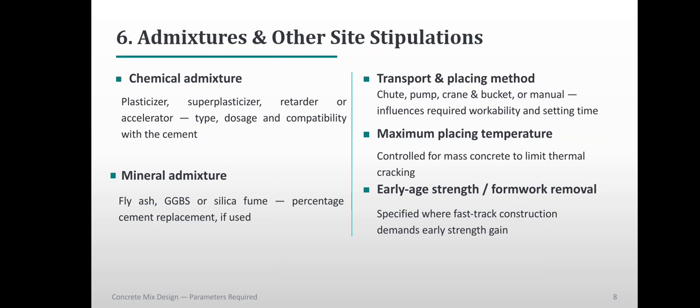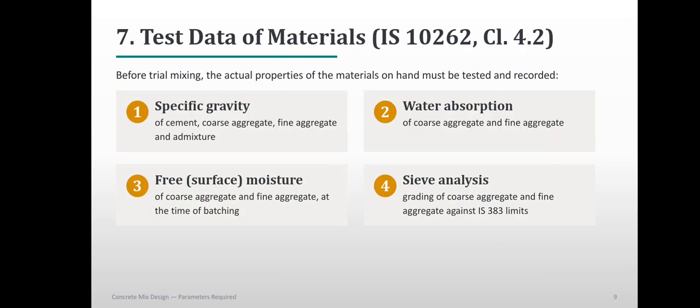So the next parameter includes admixtures and other site stipulations. Chemical admixtures such as plasticizers, superplasticizers, retarders, and accelerators are used to improve concrete properties. Mineral admixtures like fly ash, GGBS, and silica fume may also be incorporated. In addition, site conditions such as transportation method, placing temperature, and early strength requirements should be considered before finalizing the mix. The final requirement is the test data of materials.